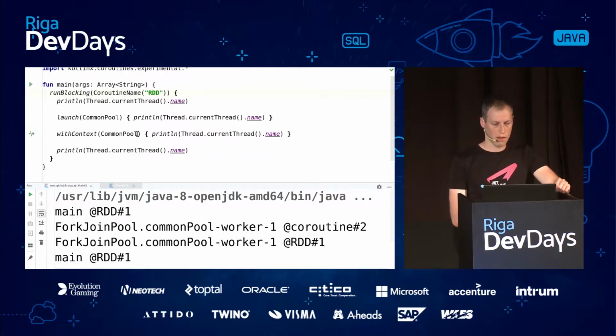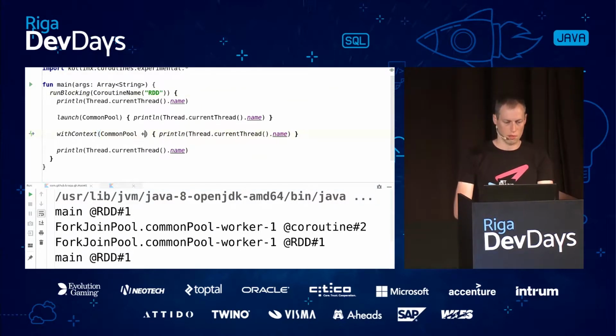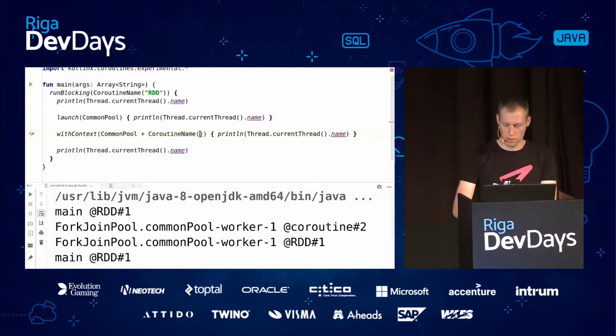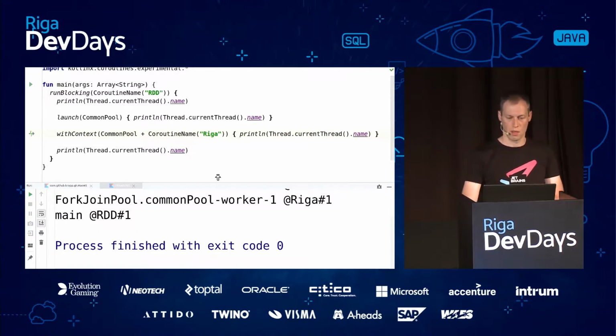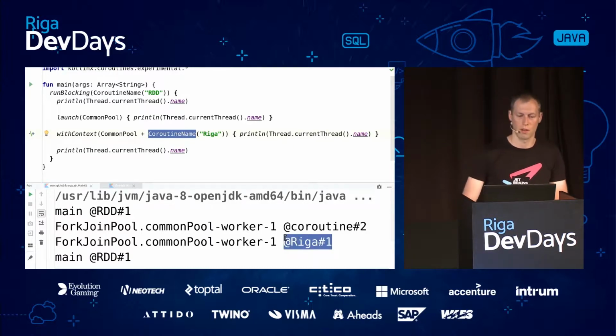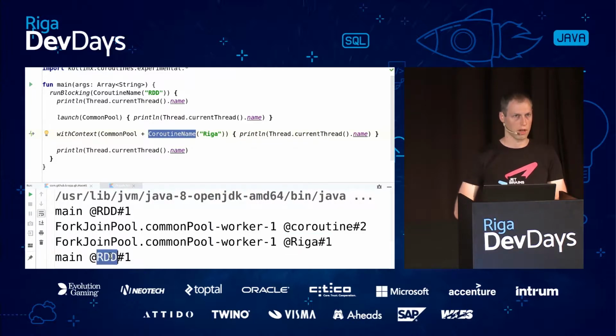And you can also combine contexts simply with the plus, because Kotlin has operator overloading, and it's just very useful in this context. So we changed the context to common pool with a different coroutine name, and this is what we see here. And then on the next line, it's back again to RDD, because this line is executed with the original context.